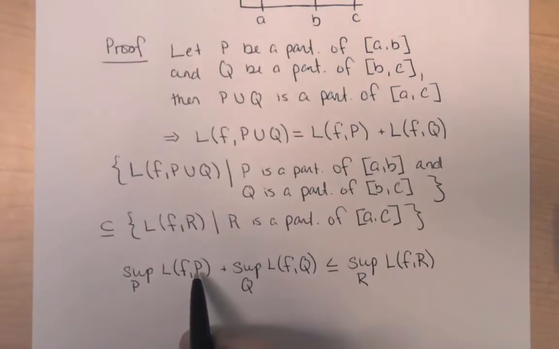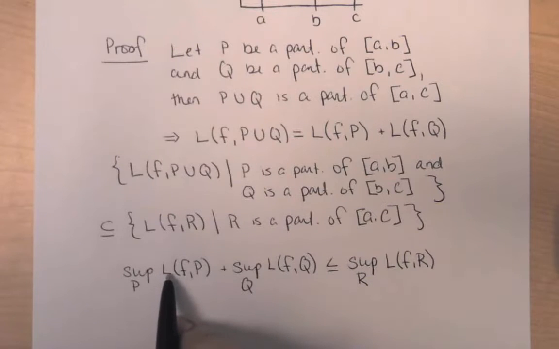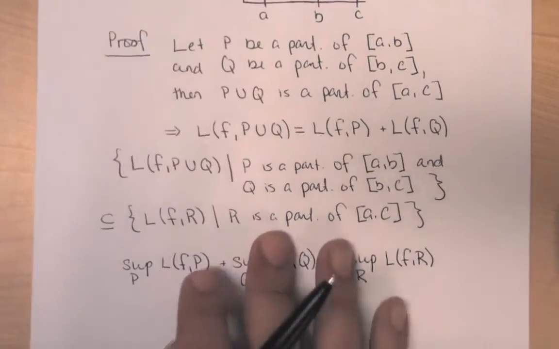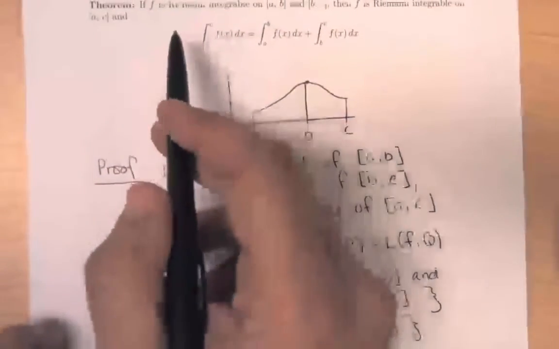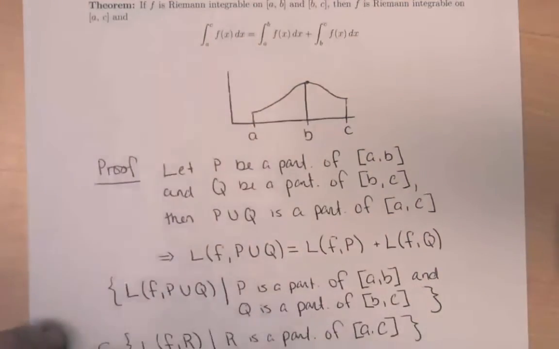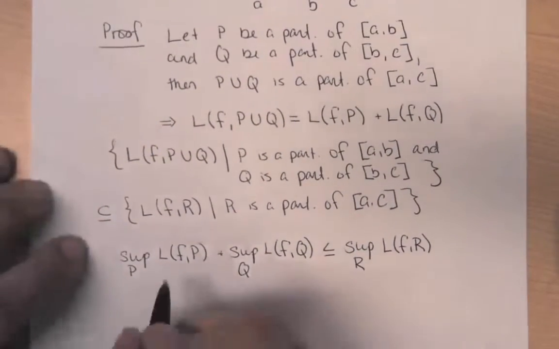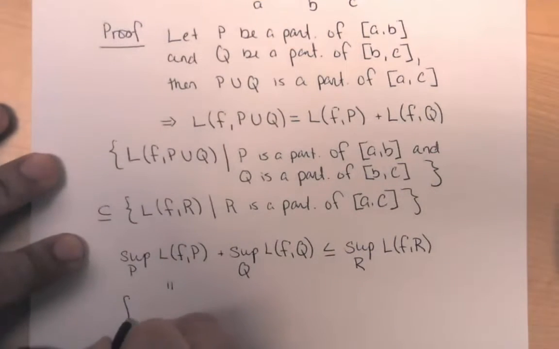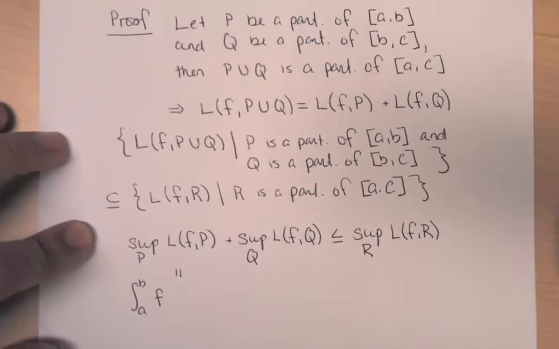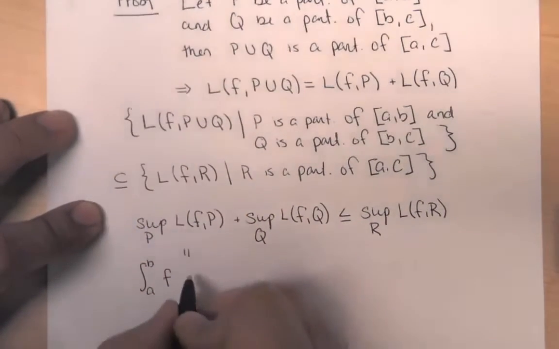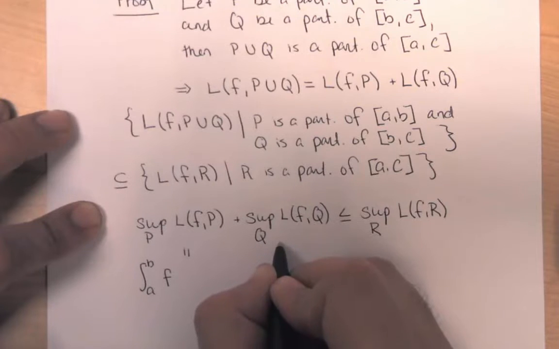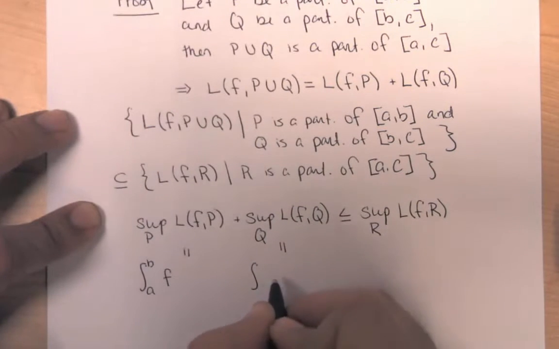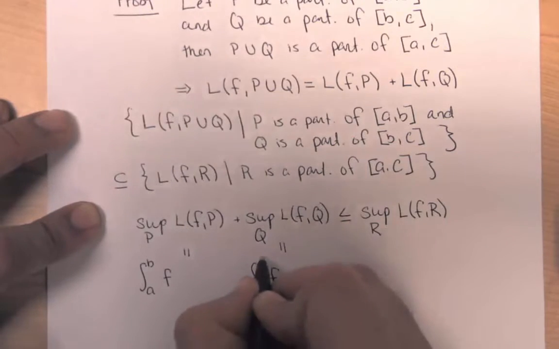Now remember, P is a partition of a to b. The supremum of all lower sums equals the lower integral of f from a to b, and f is Riemann integrable on a to b. That's in our hypothesis. So this equals, by definition, the lower integral of f from a to b, but since f is integrable, that's just equal to the integral from a to b. And this term here is equal to the integral of f on b to c.